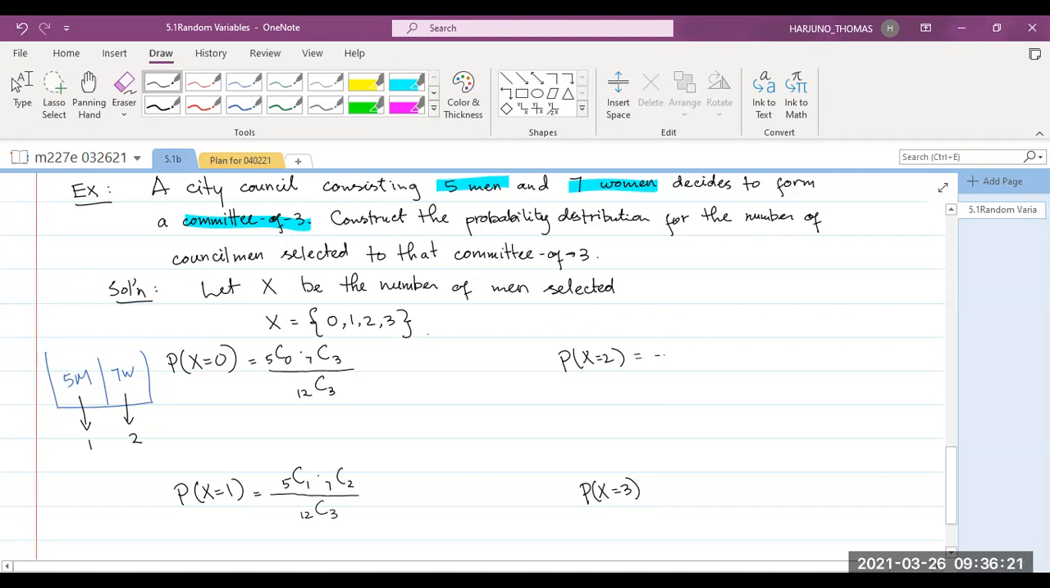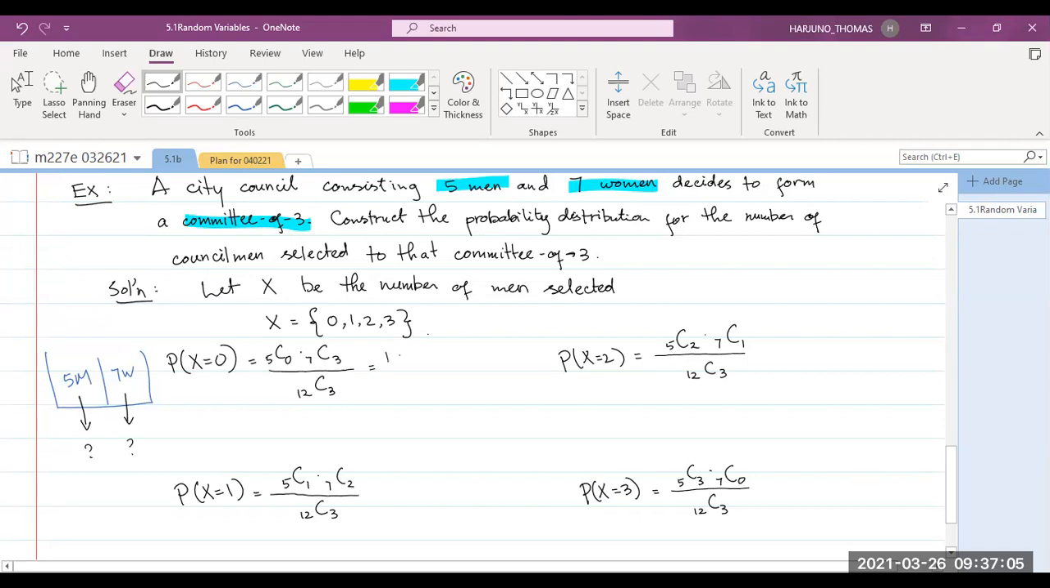Probability to have 2 men, X is for men, right? 2 men, therefore 1 woman. That's 5 choose 2 times 7 choose 1 over 12 choose 3. And finally, the probability to have 3 men means 5 choose 3 and no woman, 7 choose 0, over 12 choose 3. Okay, now I will compute each one of them.